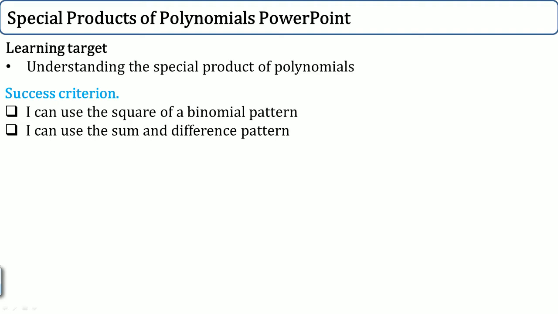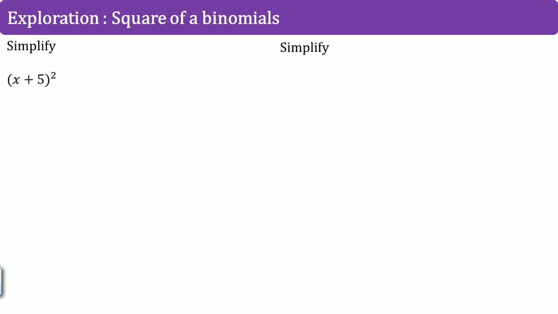There are two success criteria. One, you're going to be able to use the square of a binomial pattern, and you could also use the sum and difference pattern as well. Those are your two special products. Let's do some exploration here.